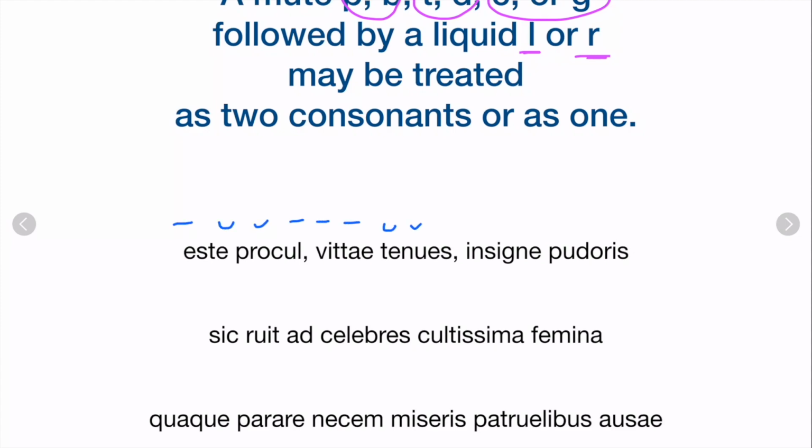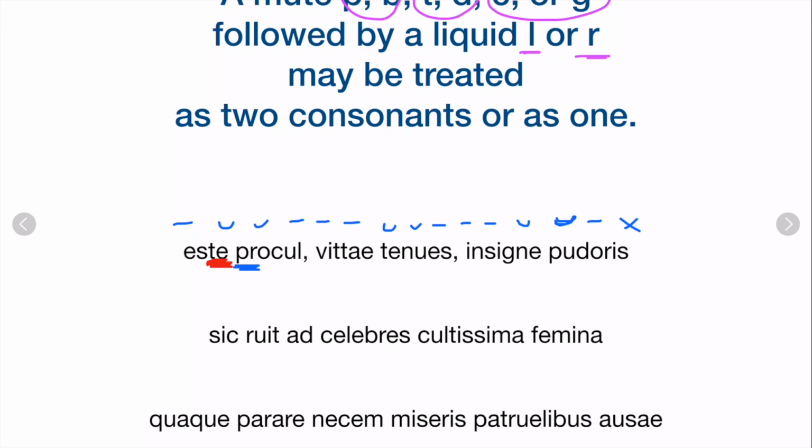Esteproculvitai tenues insigne pudoris. Okay, so where's our example? Oh, here's a P and an R. And notice we're treating that as one consonant. We're taking the P and the R together, and therefore this E, which is short by nature, is still part of a short syllable. Esteprocul.